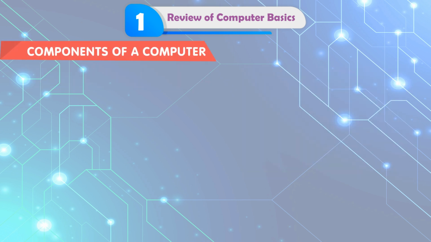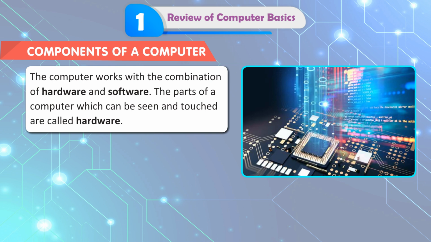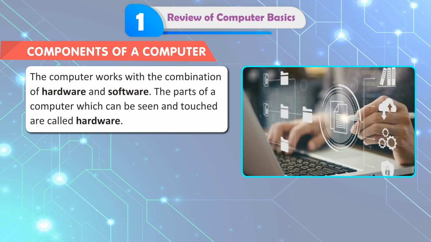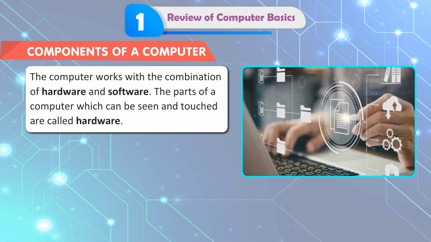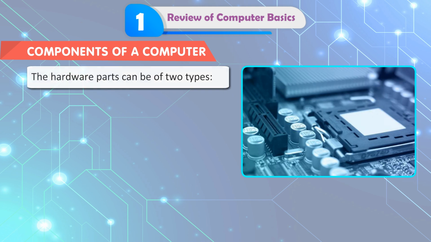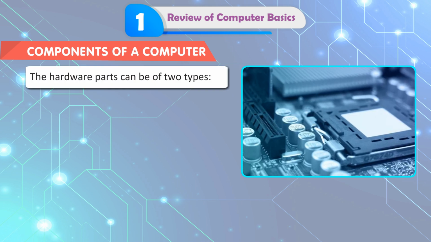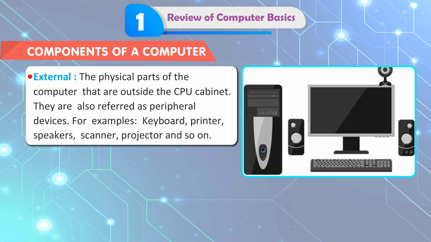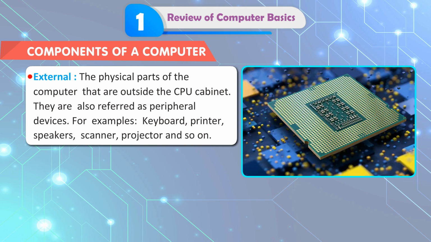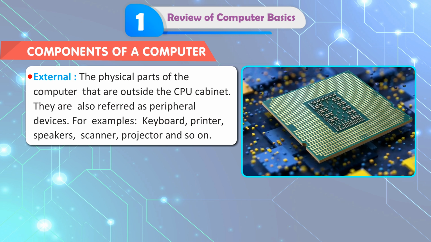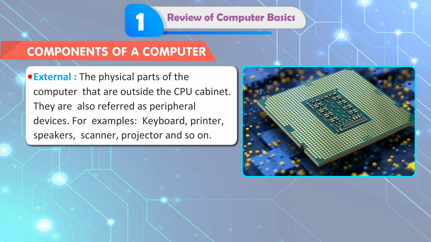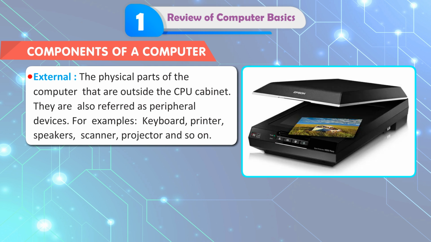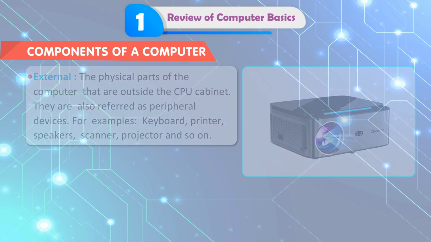Components of a computer. The computer works with the combination of hardware and software. The parts of a computer which can be seen and touched are called hardware. The hardware parts can be of two types. External, the physical parts of the computer that are outside the CPU cabinet. They are also referred to as peripheral devices. For example, keyboard, printer, speakers, scanner, projector, and so on.